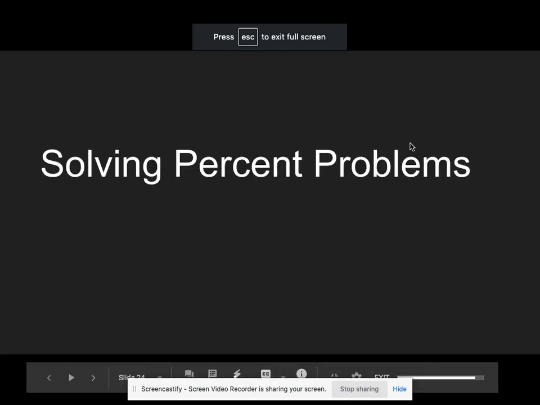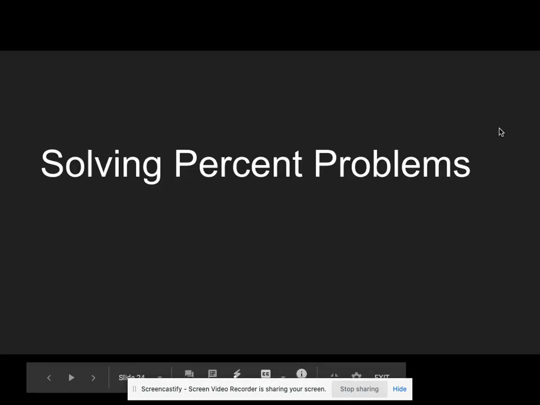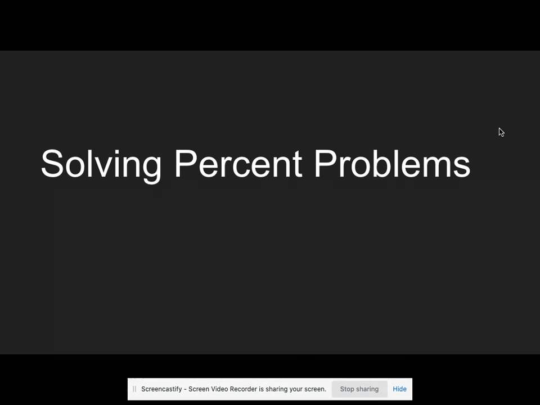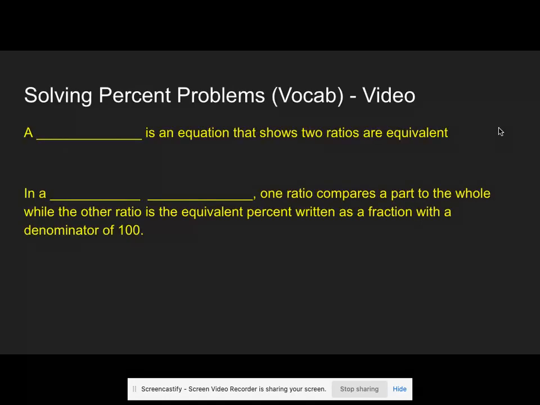Solving percent proportions. I'm going to show you quite a few different ways of how you could do this. And you just need to use which method works best for you, but you're going to want to know all three ways. So, solving percent proportions vocabulary.